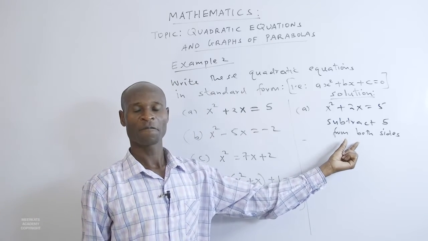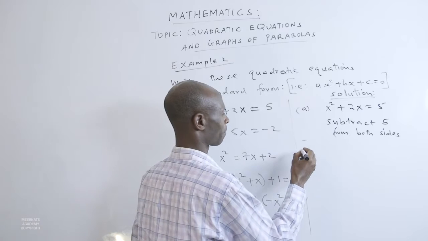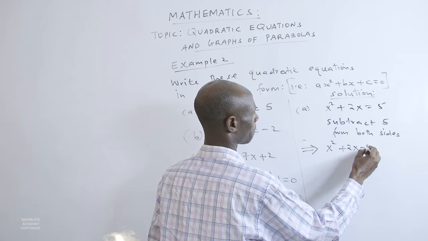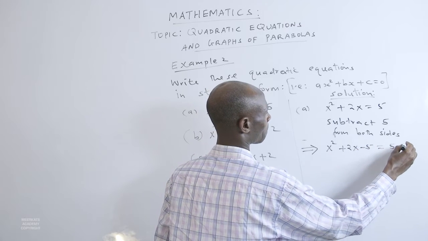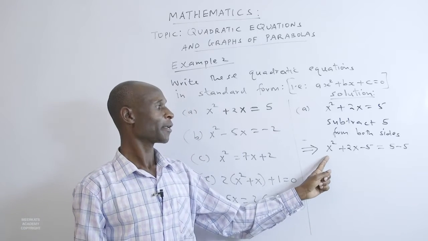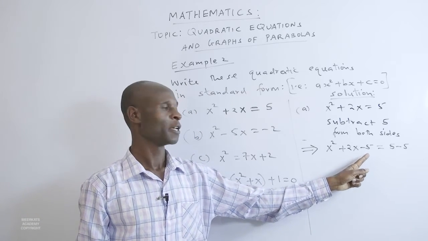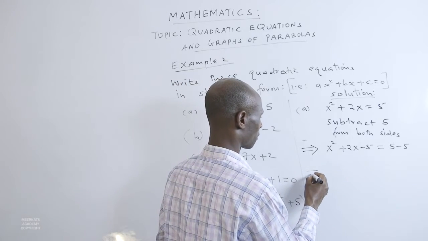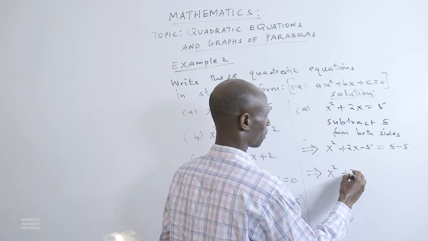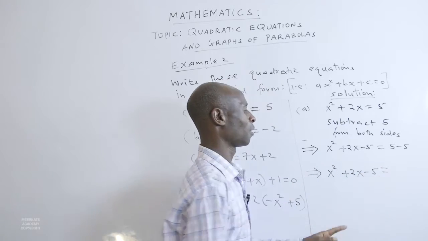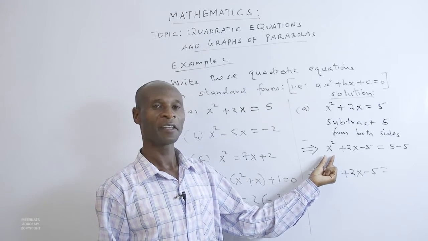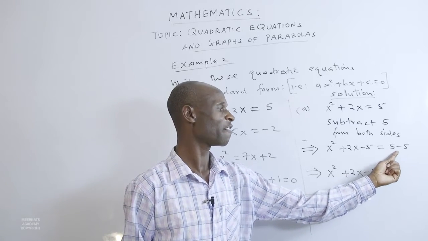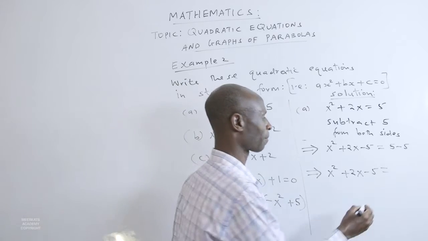So if we subtract 5 from both sides, we shall have x squared plus 2x minus 5 is equal to 5 minus 5. On the left-hand side, we have x squared plus 2x minus 5, but on the right-hand side, we shall have 5 minus 5, which gives us a 0.